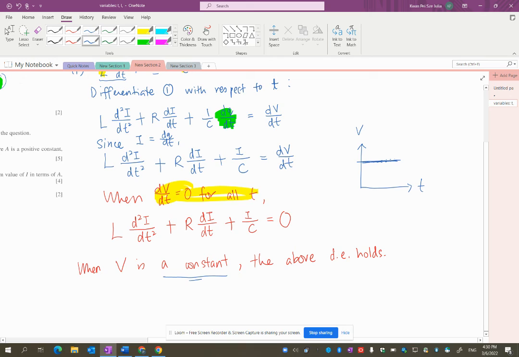So it is incorrect to say v is maximum or v is minimum. V is only maximum and minimum at a certain value of t, but in this case, we are letting dv dt to be 0 for all values of t. So therefore, we conclude that v should be a constant. So this is the condition for v. V is a constant. Therefore, dv dt is 0 for all t. And when that happens, this relationship holds. That's how we show it. Okay.